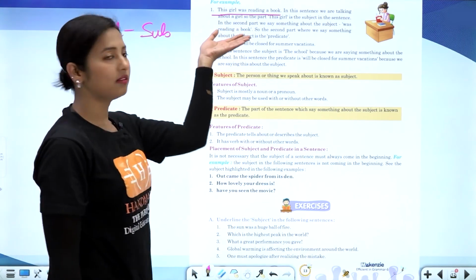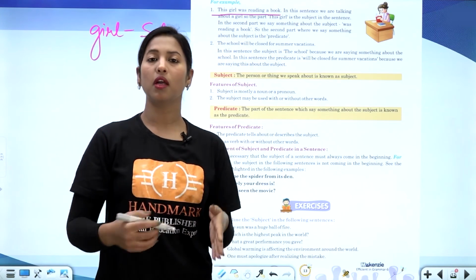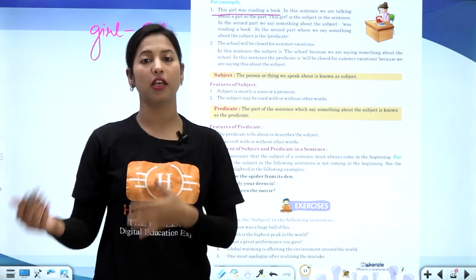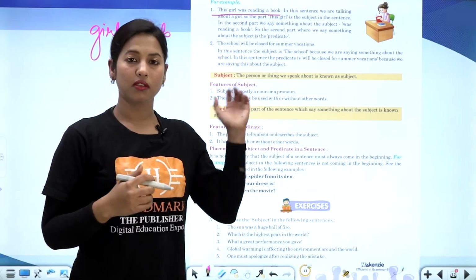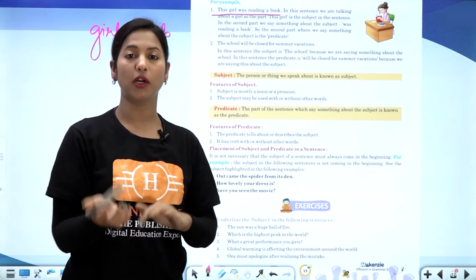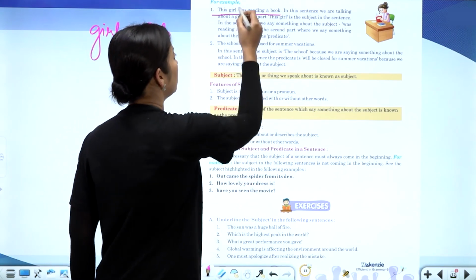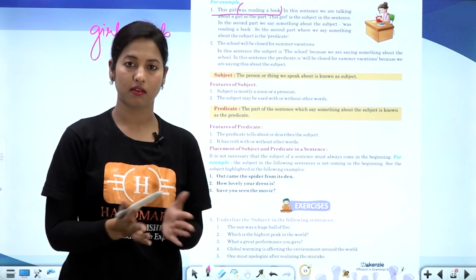Now what is this girl doing? What I told you in the beginning, what a subject is doing or what a subject is, is being told in the predicate. So what is this girl doing? This girl is reading a book. So the remaining part of the sentence will be the predicate. Was reading a book is the predicate.